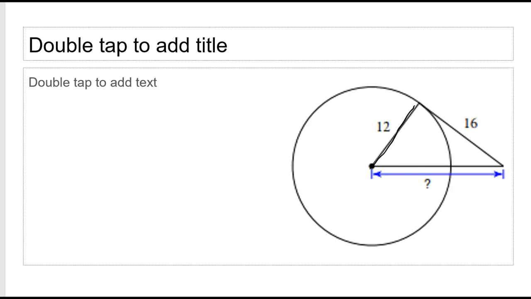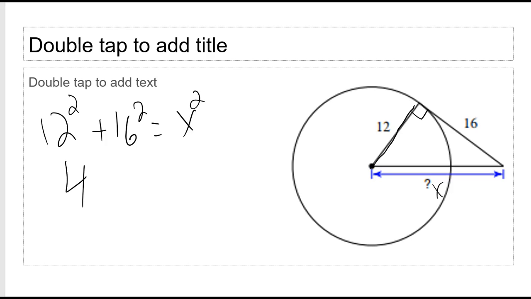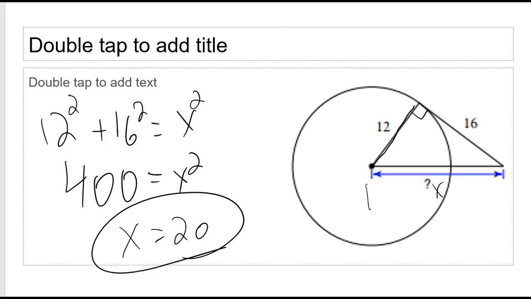Our tangent length right here is 16. That means we have a right angle here. So you should remember the Pythagorean theorem. So 12 squared plus 16 squared equals, we'll call it x squared. Once again, let's just review from last unit. 12 squared plus 16 squared, I'm just plugging it all into my calculator. This comes out to be 400 equals x squared, and then just take the square root of that answer. That means x equals 20. And that's the answer to this side length right here, is 20.